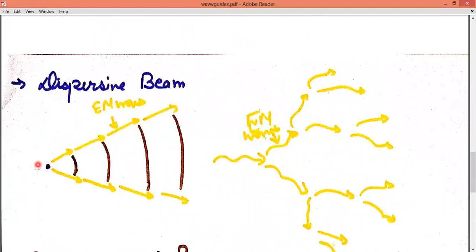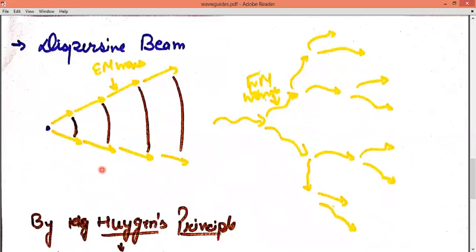Here, this is a source point. When an electromagnetic wave is dispersed in nature or in the open atmosphere, it forms a spherical pattern. This is given by the Huygens principle. He said that when a primary electromagnetic wave propagates, it will generate secondary EM waves, which will be dispersive in nature. This principle is given by Huygens.